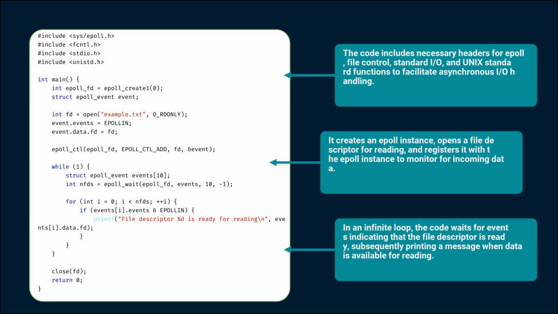The main loop begins with epoll_wait, which blocks the execution until one or more events occur on the monitored file descriptors.